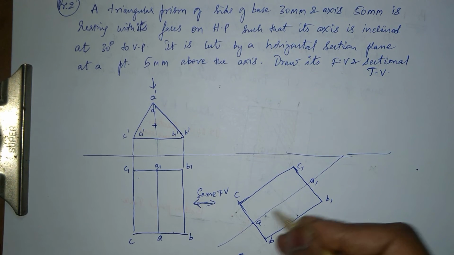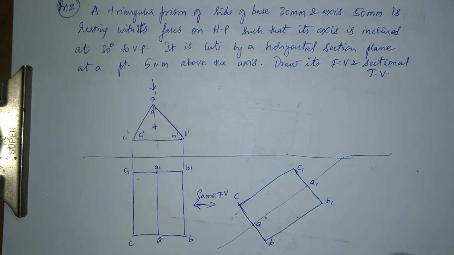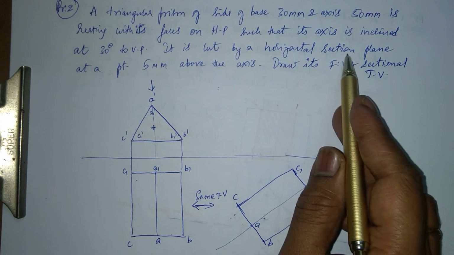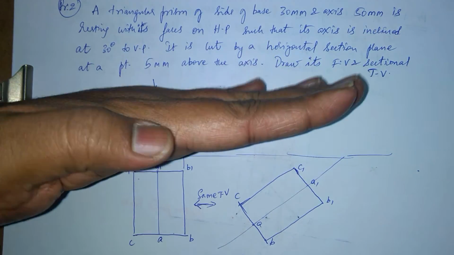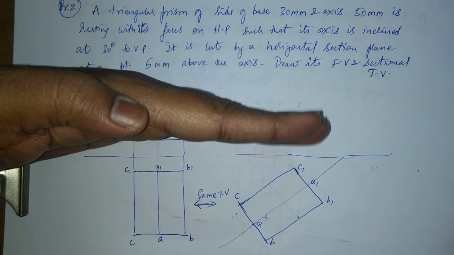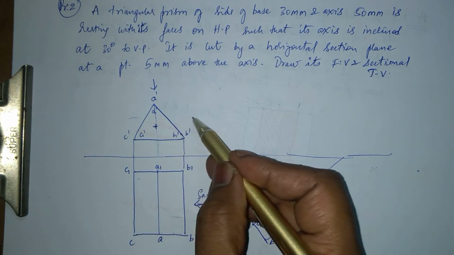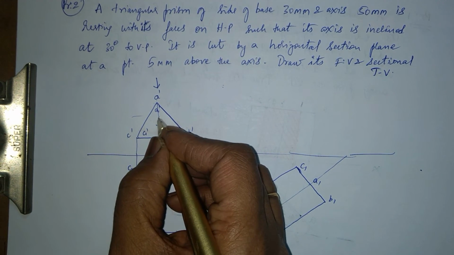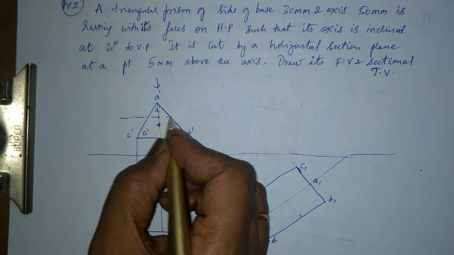This line is also seen apparently, but I'm just holding it for now because the section part is there. So now where is this section? It is cut by a horizontal section plane. Horizontal means it is like this. In the front view, this is what you see. It is 5 mm above HP, so 5 mm above HP I am cutting a cut like this. I'll mark 5 mm from here, and then draw the section like this.